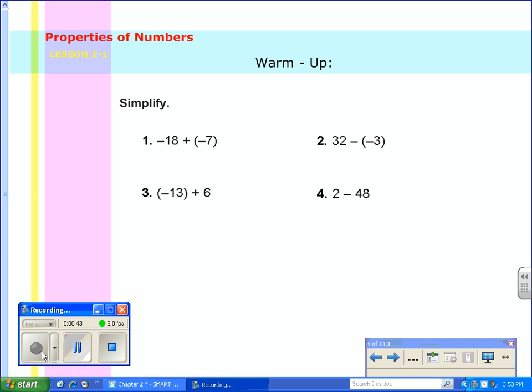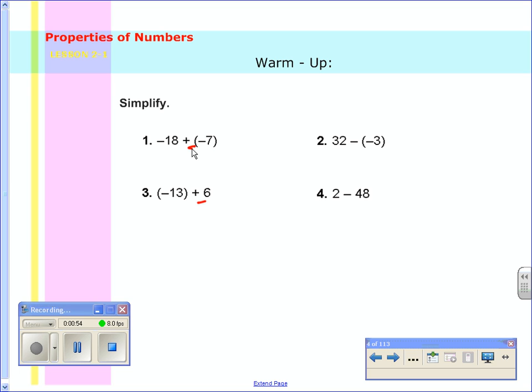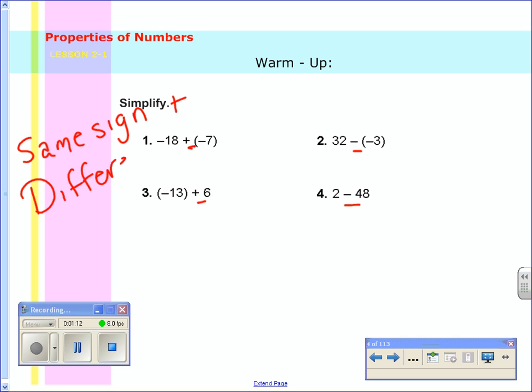All right, I'm going to jump out of order this time and answer number 1 and 3, and then go to 2 and 4, because 1 and 3 have to do with adding integers and 2 and 4 have to do with subtracting. When we add integers, if they have the same sign, you just add them. If they're different, subtract and then put the sign of the bigger one in front.